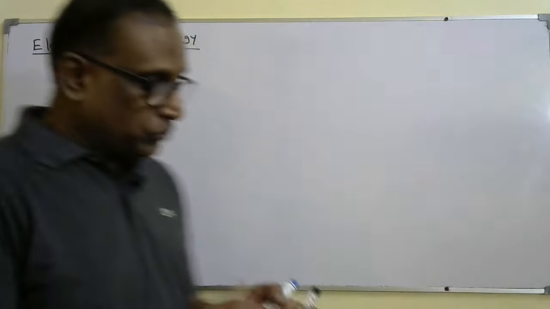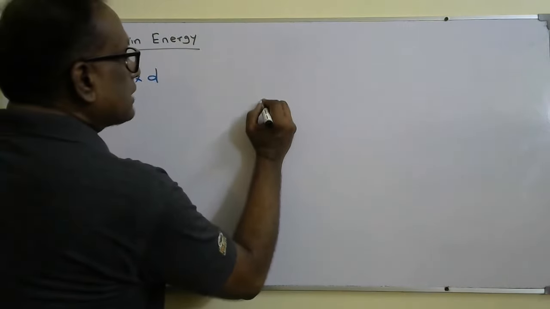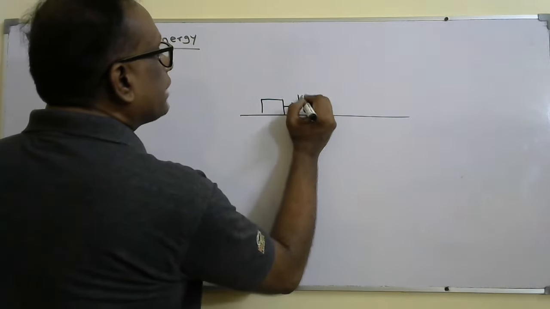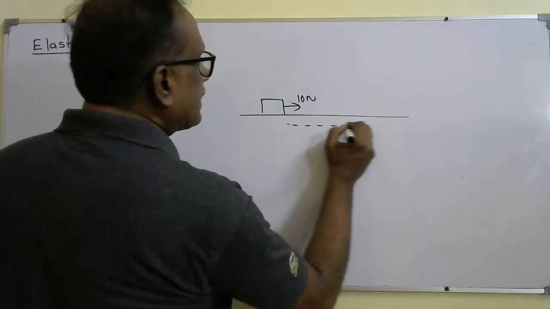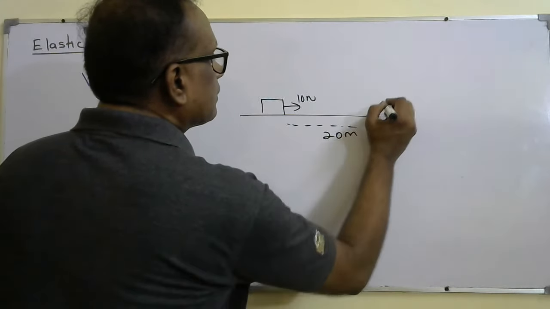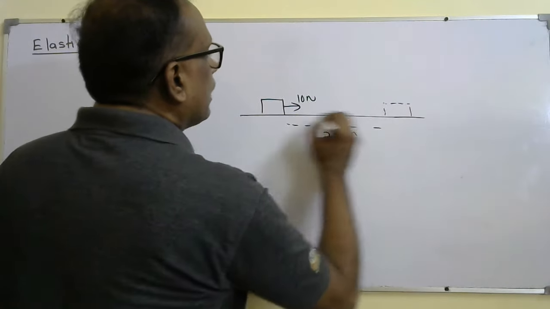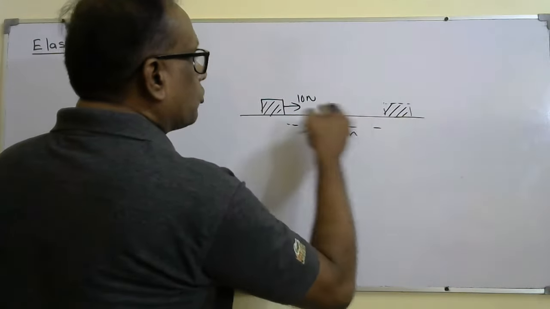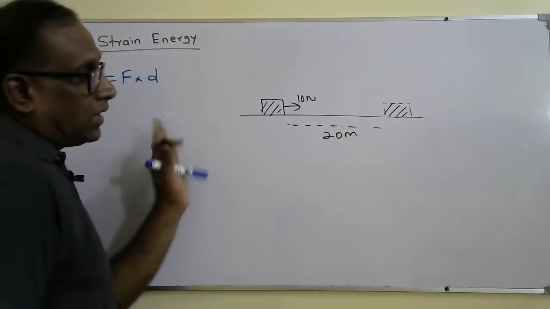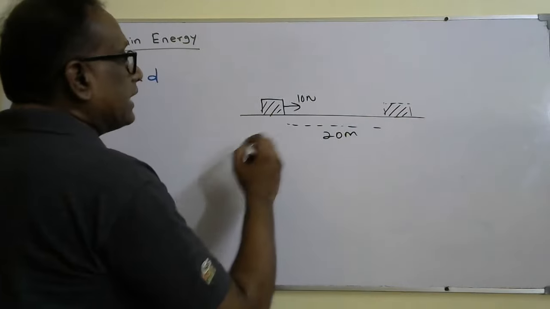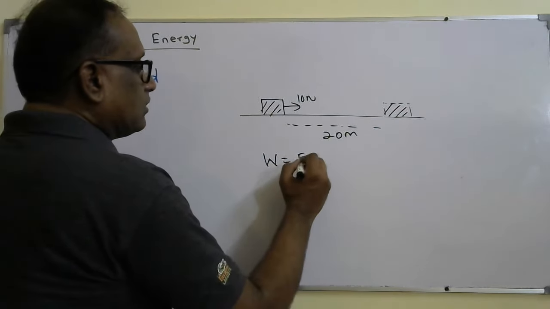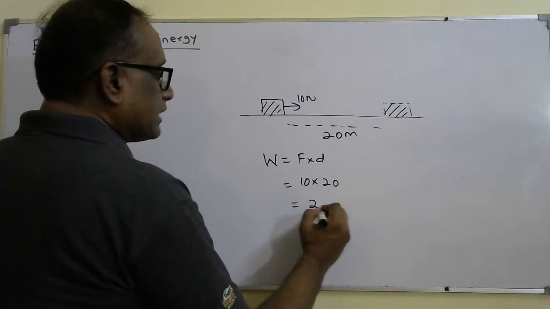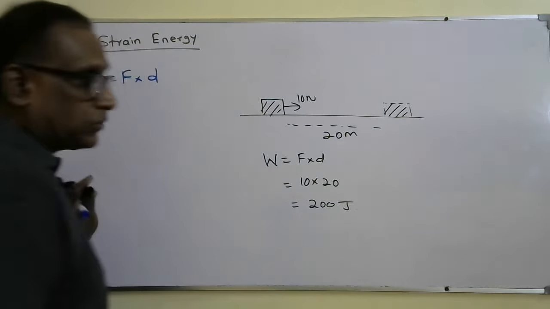You would have done questions like a wooden box is pulled on a horizontal floor by applying a force of 10 Newton and it is moved through a distance of 20 meters. Find the work done. So the box is moved through 20 meters by applying a force of 10 Newton parallel to the ground. Imagine there is no friction. So the work done is given by force into distance moved. Force is 10 Newton, distance moved 20, you will say 200 joules. Right, okay, there's nothing wrong.